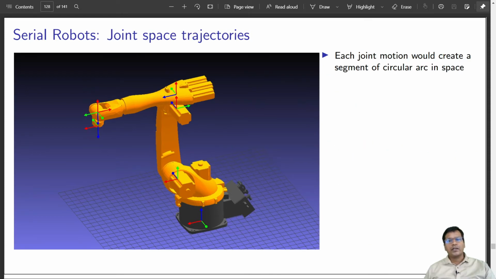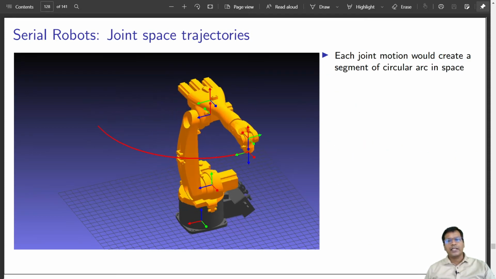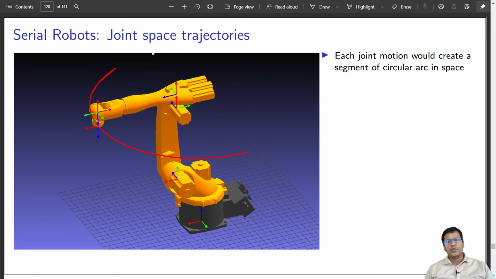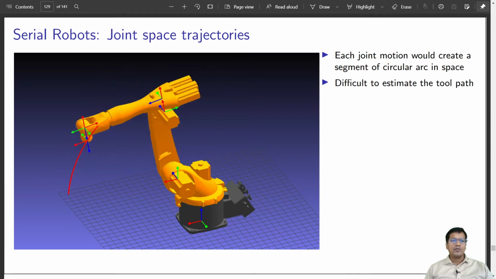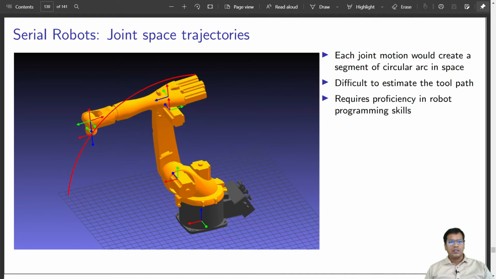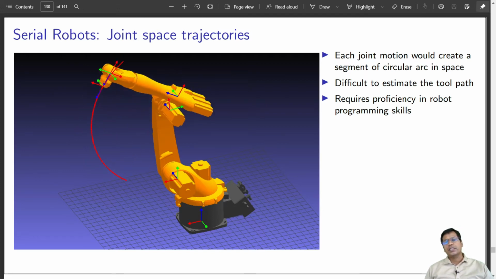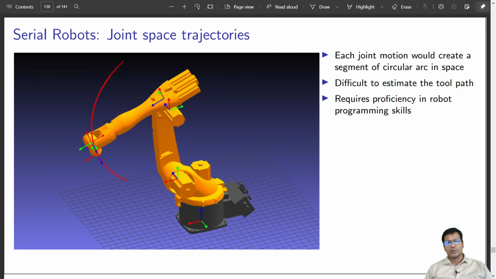Serial robots can also be programmed by directly feeding the joint motion trajectories. Each joint motion would create a circular arc in space. However, it is difficult to estimate the tool path in such motions. It requires a good amount of experience and proficiency in robot programming skills while using such an advanced programming approach.